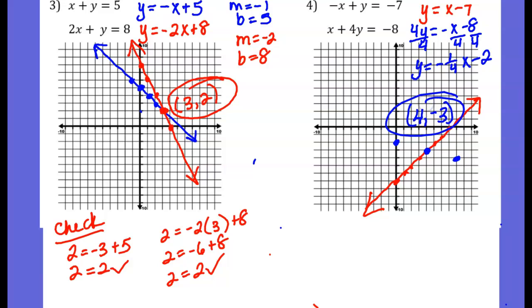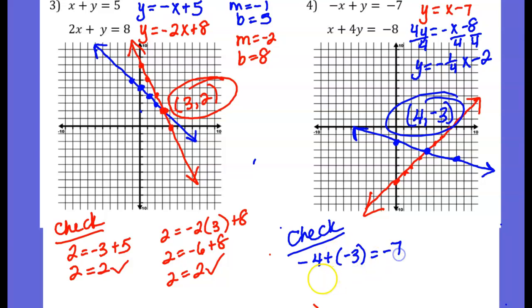All right, so I want to check that. There's my second line. Always make your lines. I'll do my check step. When I check, I've got a -x, so -4, plus my -3 is my y. Does that equal -7? Yes, it does. So it works for the first one.